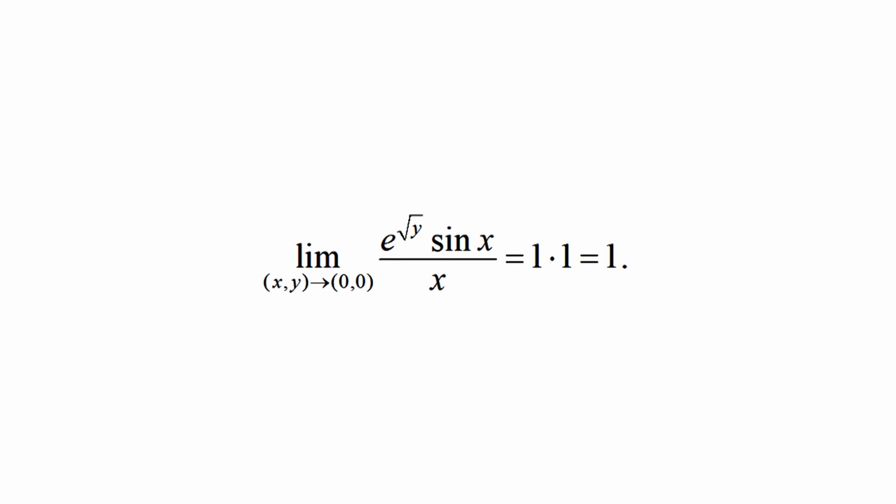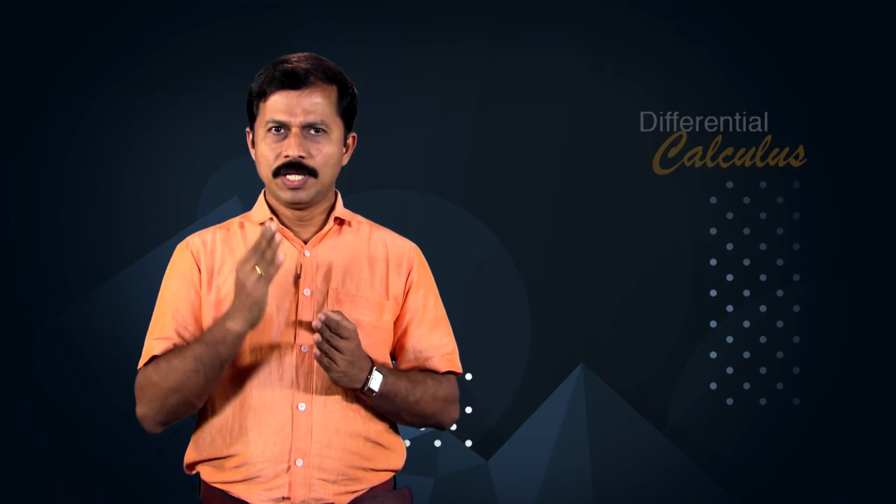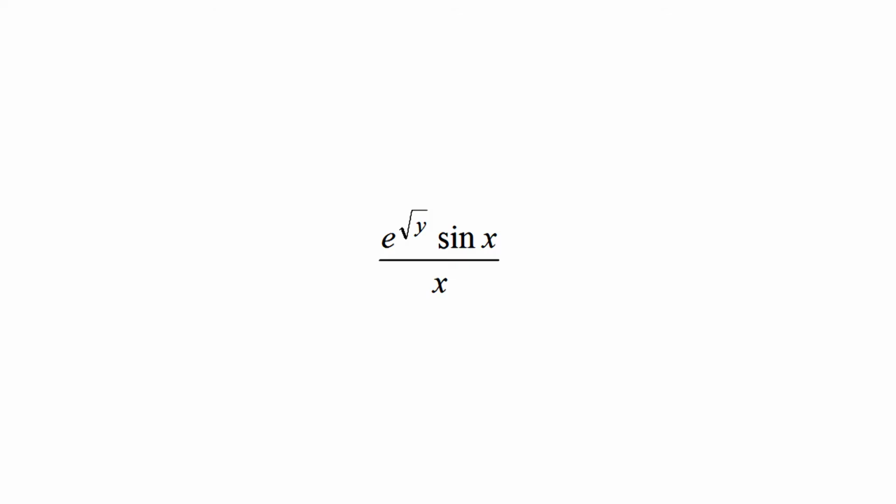Hence, the limit as (x, y) approaches (0, 0) of e to the power square root of y times sin x by x is equal to 1 times 1, which is equal to 1. In this example, we note that e to the power square root of y into sin x, all divided by x, is not defined at the point (0, 0), but the limit exists at that point.